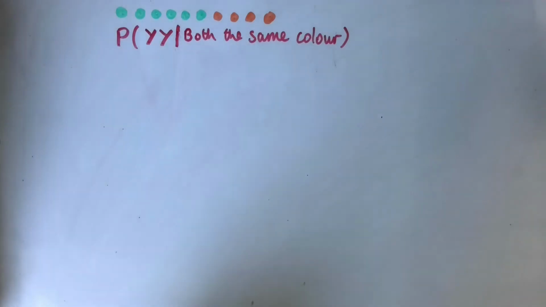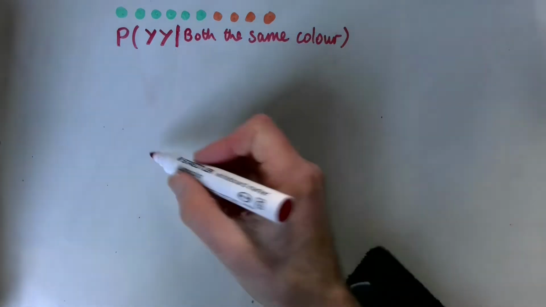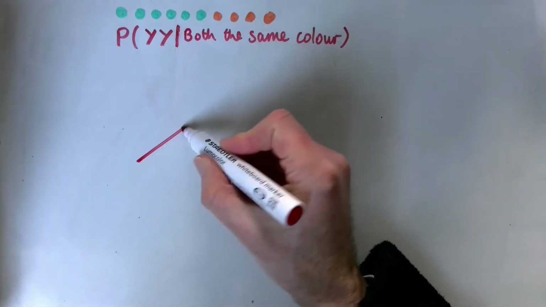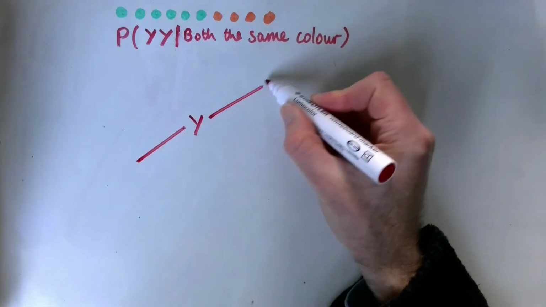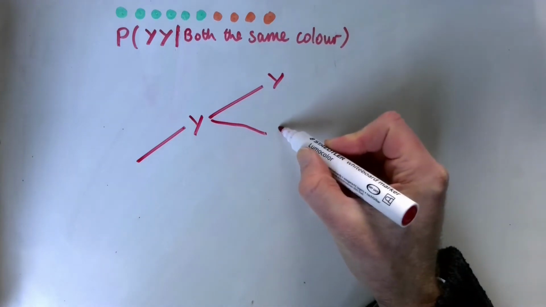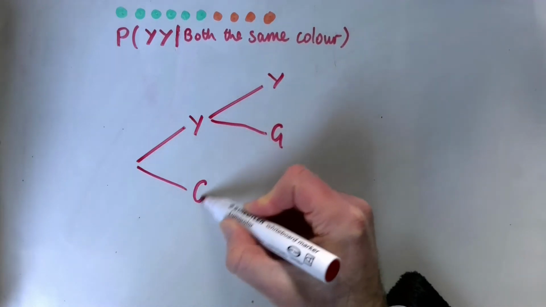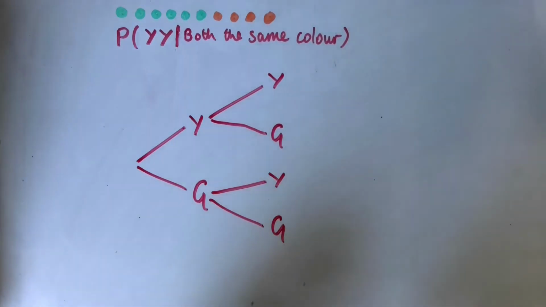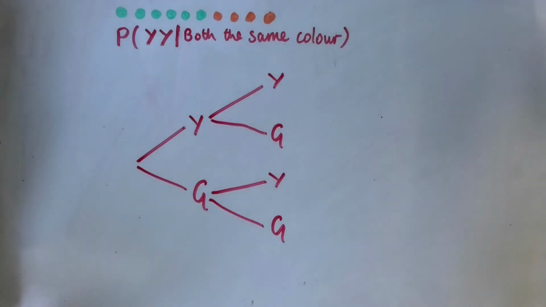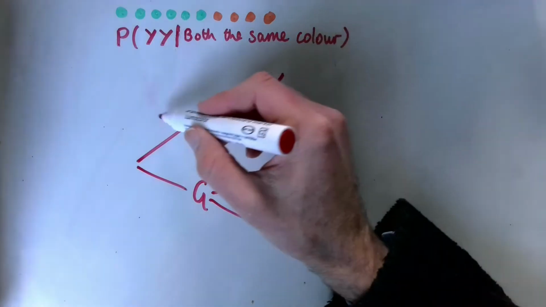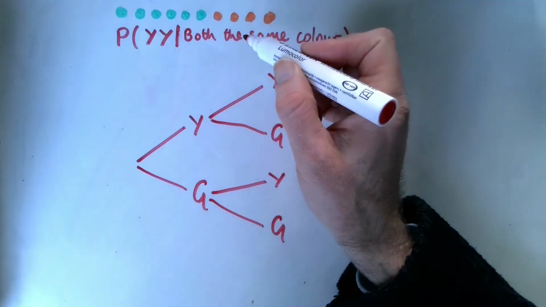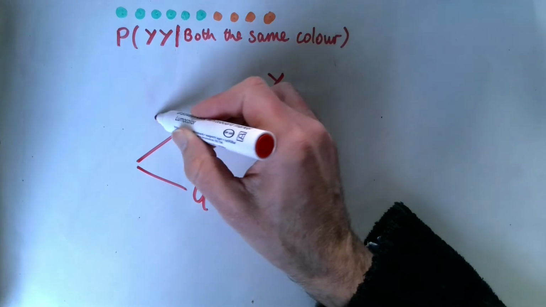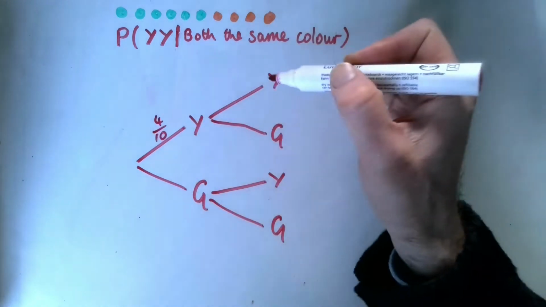So let's start off by drawing our tree diagram. It could be yellow and yellow, yellow and green, green and yellow, or green and green. And we just need to put in what those probabilities are as we go. So it starts off, for yellow, with 4 out of 10.